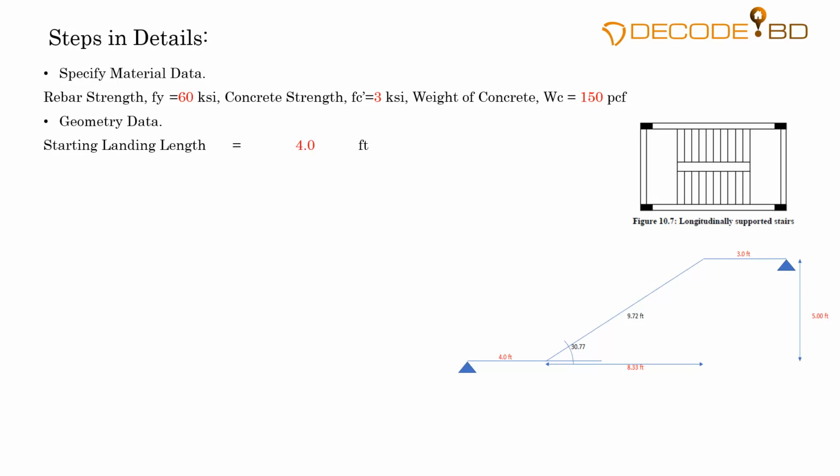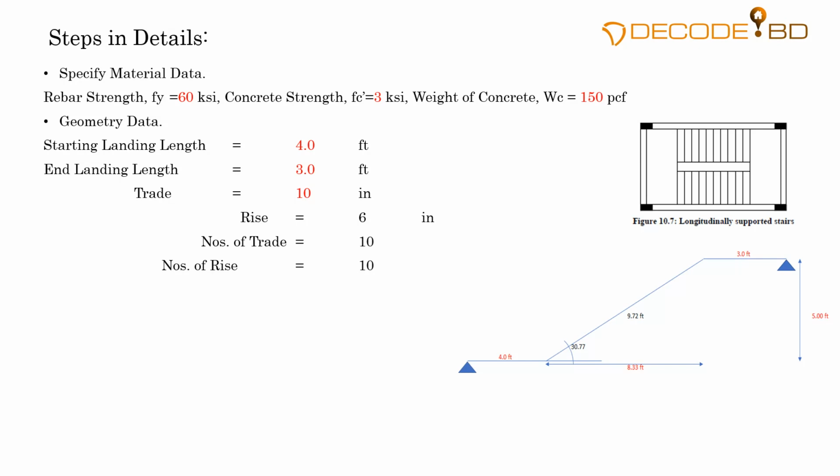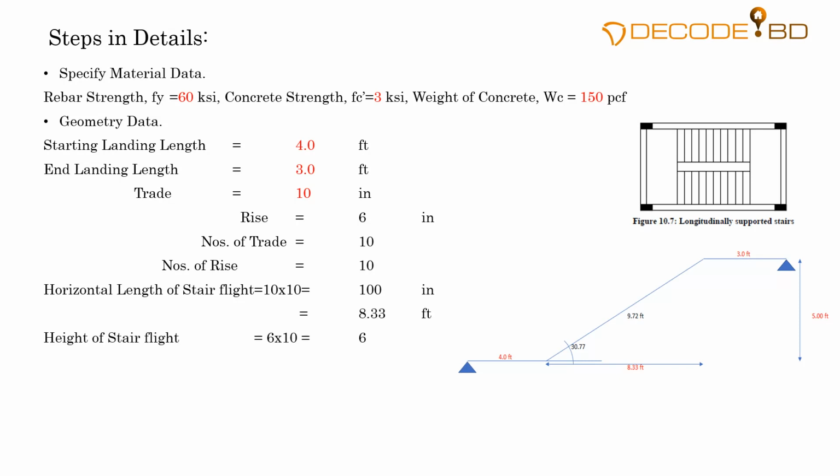Starting landing length 4 feet, end landing length 3 feet, tread 10 inch, rise 6 inch, number of treads 10, number of rises 10. Horizontal length coming from the treads: 10 into 10 equals 100 inch, equal to 8.33 feet. Height of stair flight: 6 into 10 equals 60 inch, that means 5 feet.